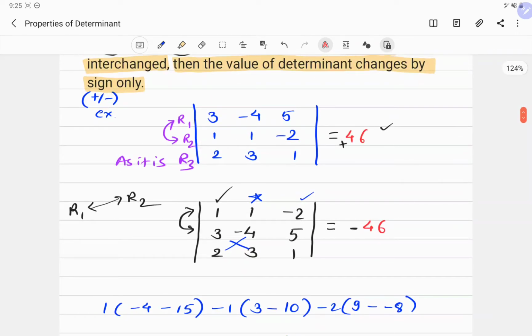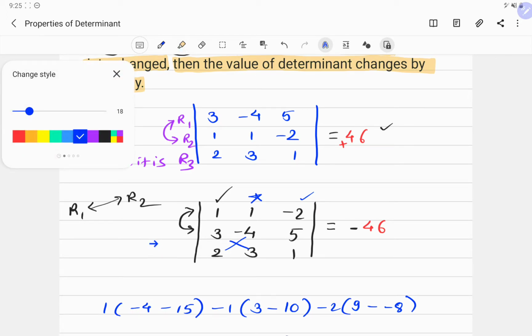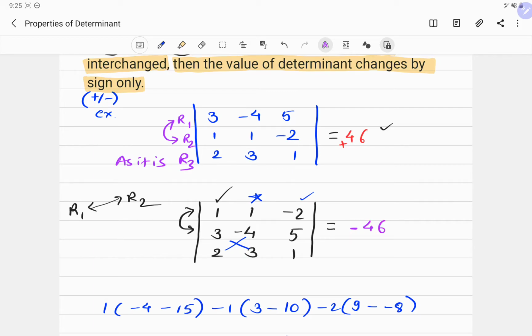If you observe, the original value of the determinant was plus 46 and the new answer is minus 46. So this is the difference between these two values. So value remains same, only thing is it changes the sign. Now let's understand the meaning of this particular property.